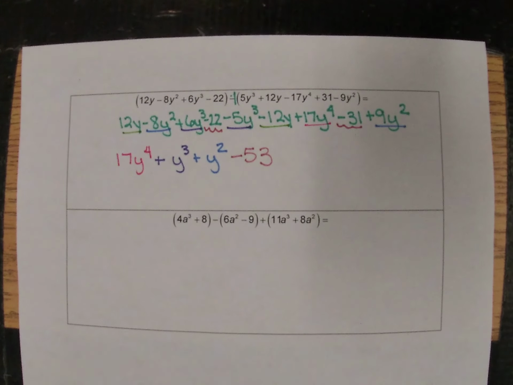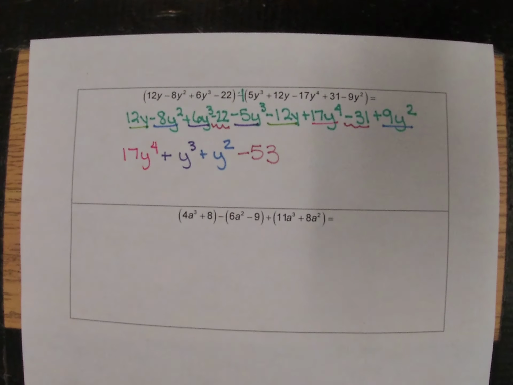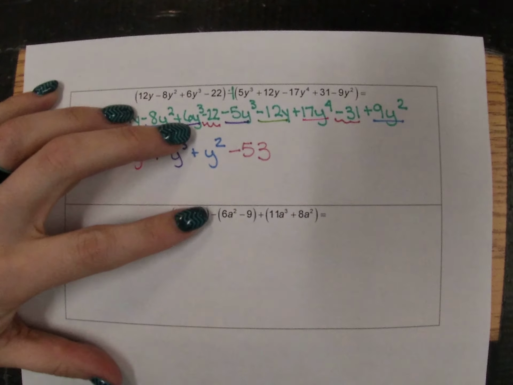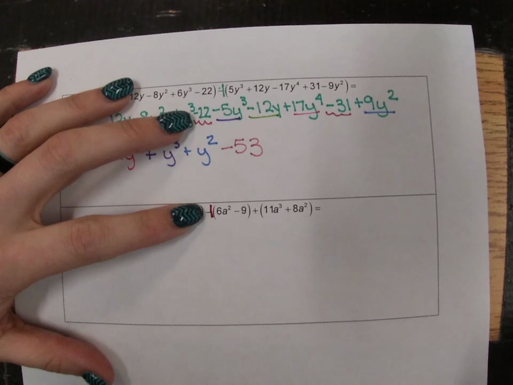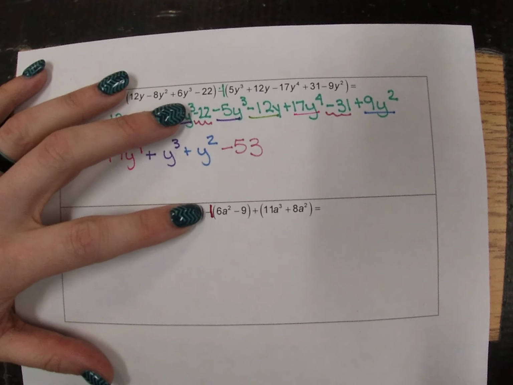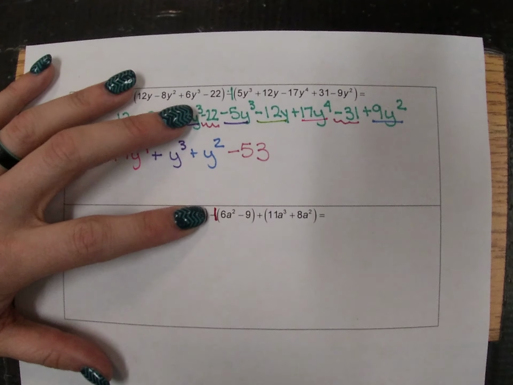Now, the last thing that we're going to take a look at is what do we do if we have one chunk being subtracted and one chunk being added? Once again, the easiest way to handle this is to get rid of the subtraction altogether and just turn it into one big addition problem where we're just combining like terms. So once we get rid of this subtraction, we do that by multiplying that -1. We are only going to multiply that -1 into the problems that follow it in parentheses.